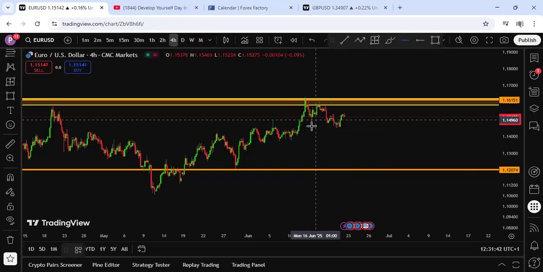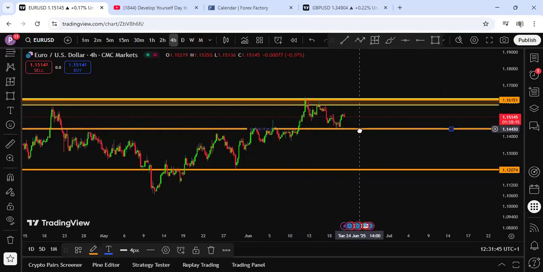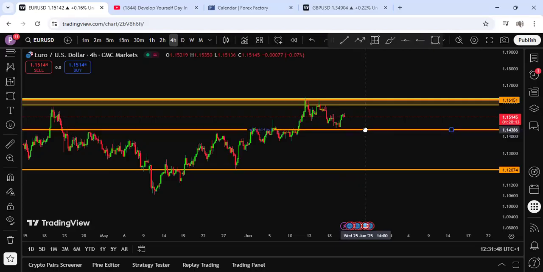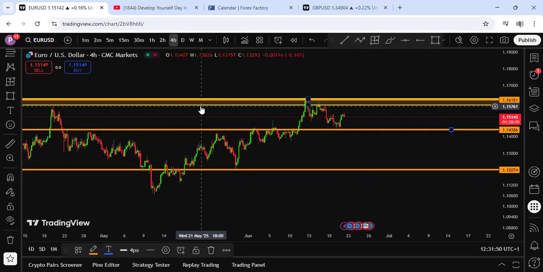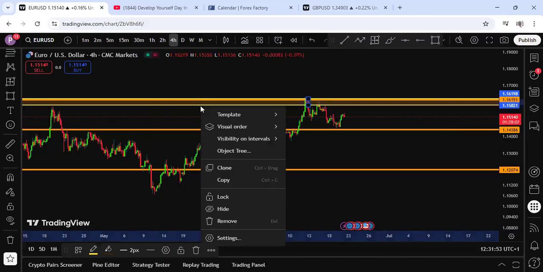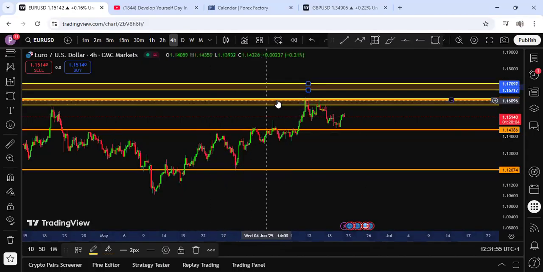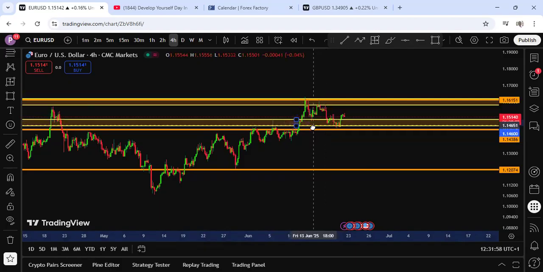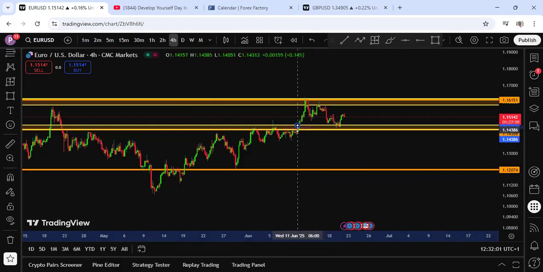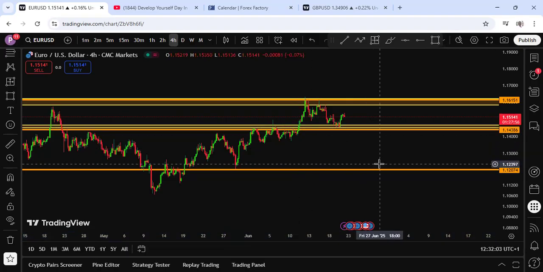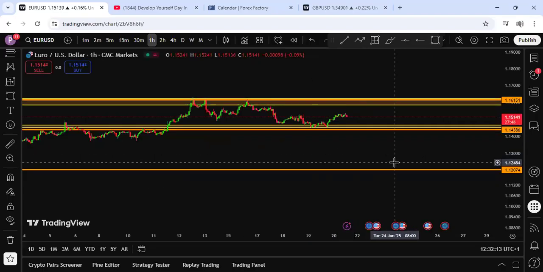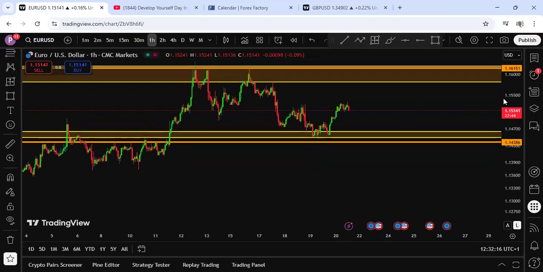Let's see if the market can react, maybe pull back to this level here. It is also here, right? So we expect Euro USD, if it pushes back here, to give us some kind of signal, and you're going to be watching it with a lower time frame.